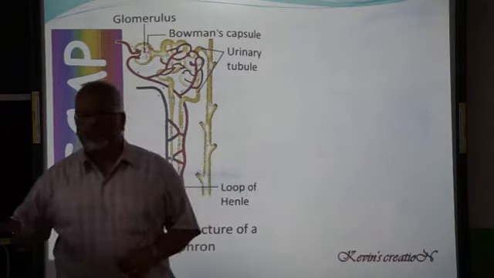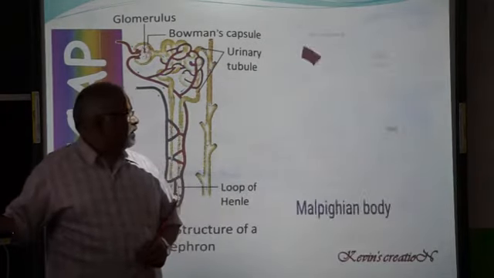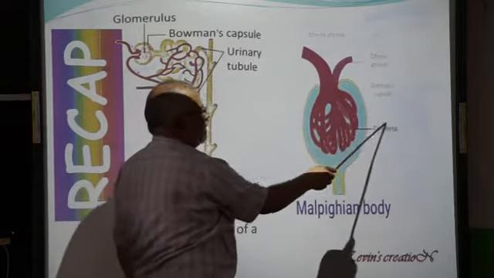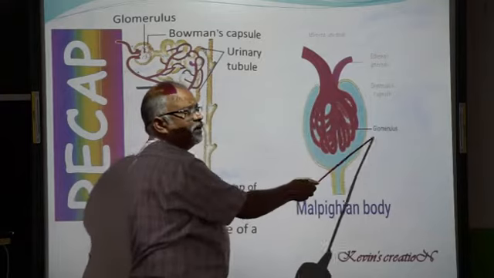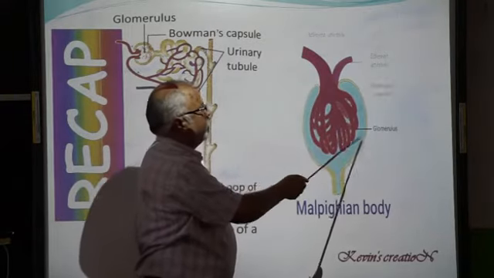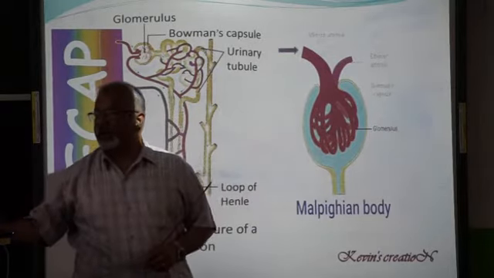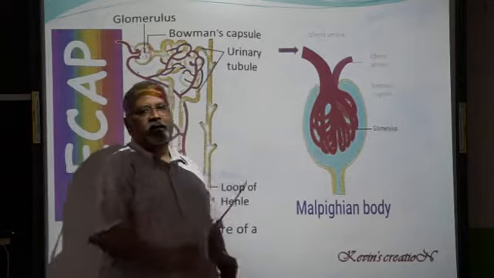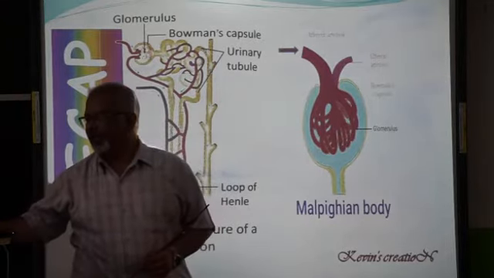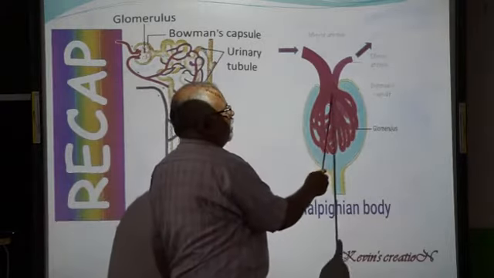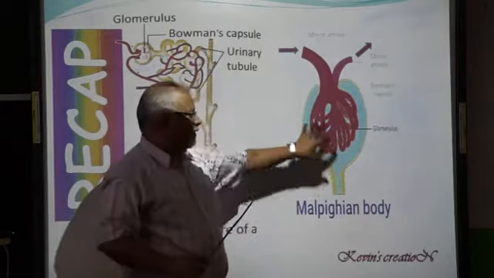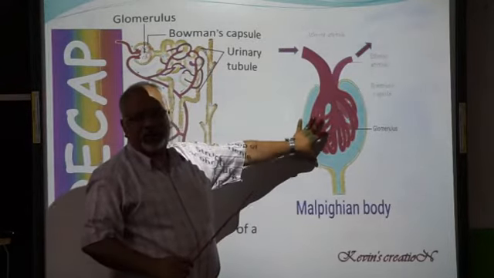Okay, and one more diagram we discussed, and that was just to clarify this particular portion. This cup-shaped structure is called the Bowman's capsule, and here you can see the tuft or the network of capillaries. We call it glomerulus. And this is the one which we call afferent arteriole. Through this, the blood comes for purification. And the other one we have is the efferent arteriole, through which the blood goes away from this Malpighian body.